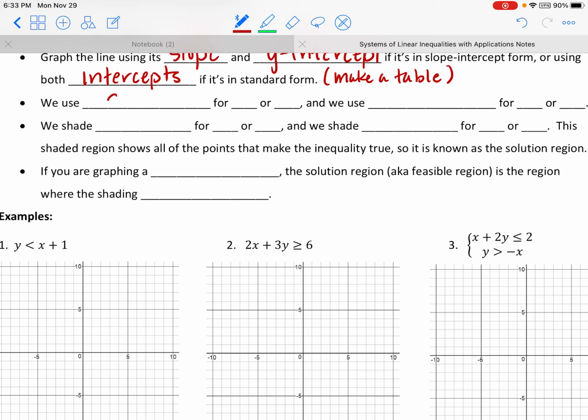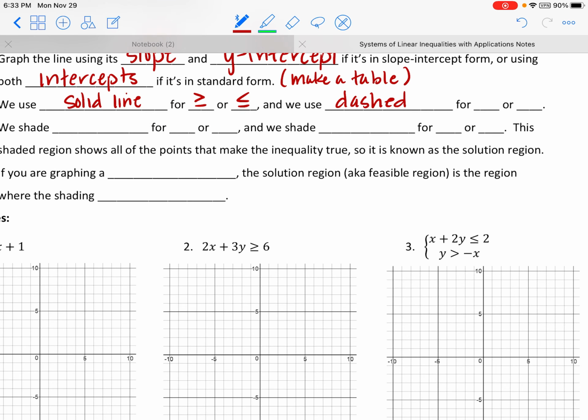So we're going to use a solid line if our inequality still has the equal to. So if we have a greater than or equal to, or a less than or equal to, it'll be a solid line. We're going to use a dashed or a dotted line if the equal to goes away. So if it's just a greater than or just a less than.